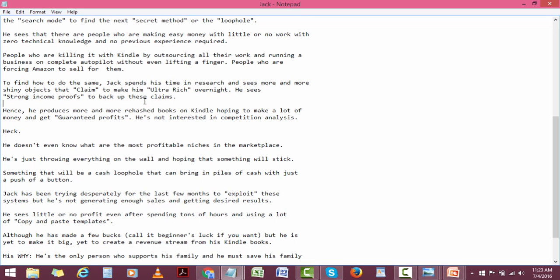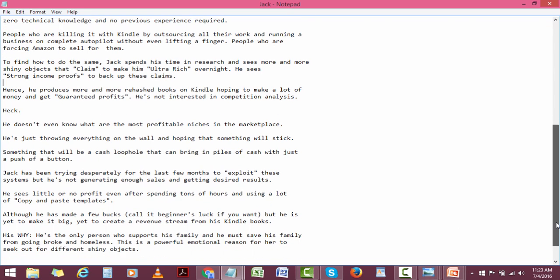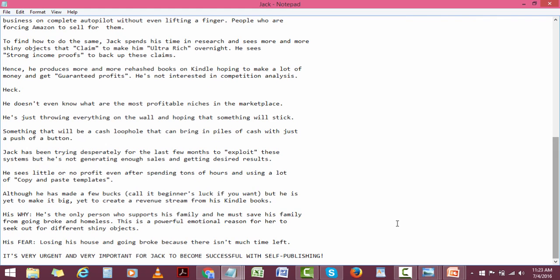And he sees strong income proofs, and he feels himself influenced towards them, and he does not even know the most profitable niches in the marketplace. He's just throwing everything at the wall and hoping that something sticks, and he's trying to find results by exploiting loopholes. And he needs a few bucks, but he's yet to create revenue from his Kindle books.